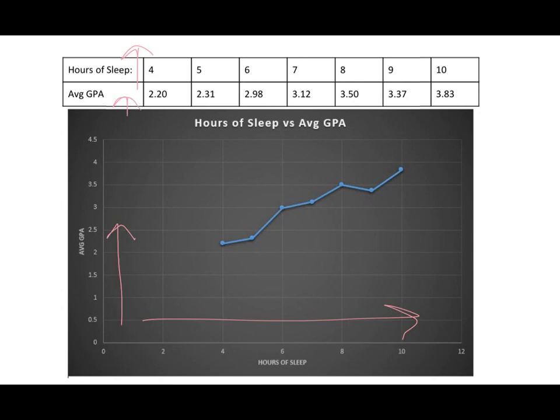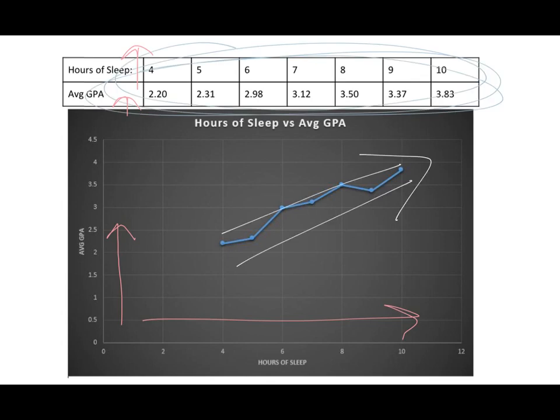When you're looking for correlation in a set of data, make sure you review all the data points and look for the general trend. If you're having a hard time determining whether or not there's a trend, plot it out on a quick graph and the correlation will quickly become apparent.